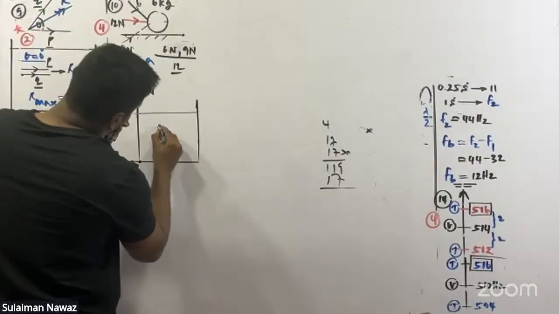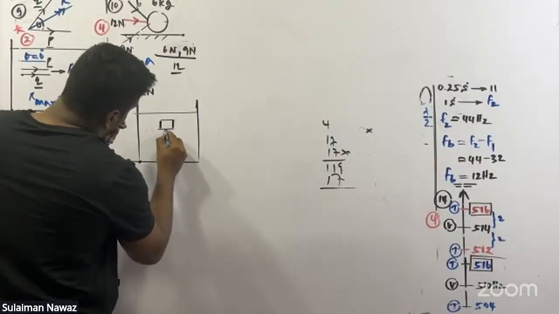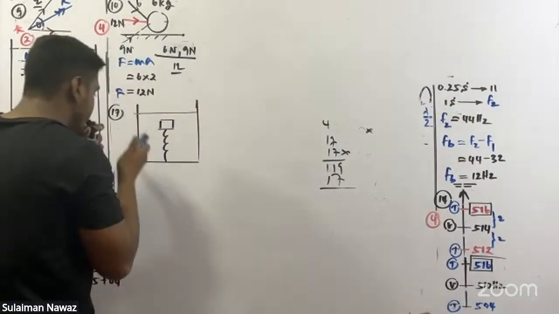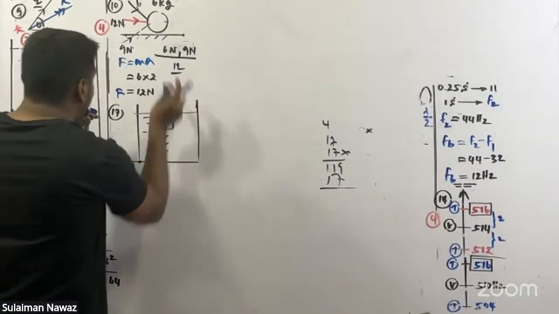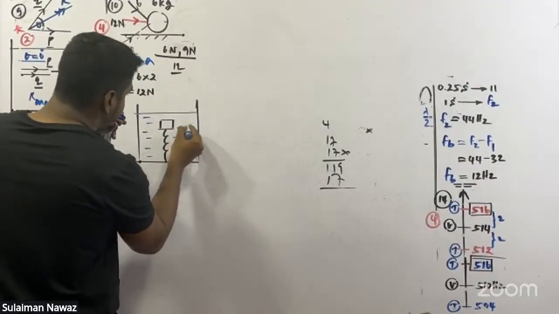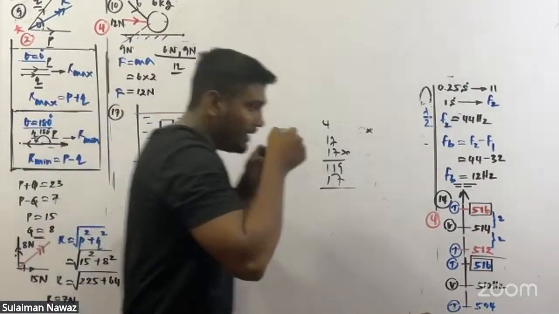Question 17. Very simple. Equilibrium. Again, equilibrium. Many questions are equilibrium related. Equilibrium is the story they are telling.